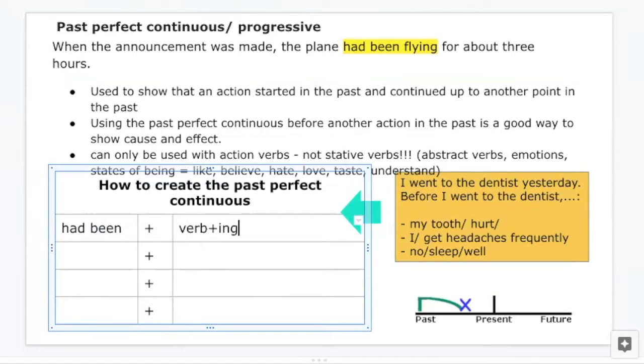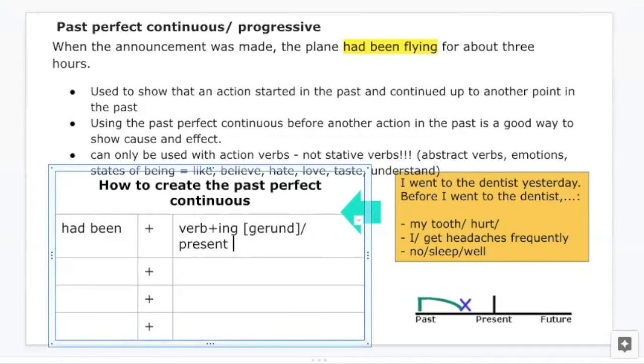This is also known as a gerund. Yes, that's correct. But if you don't want to memorize the grammatical names of things, that's fine. You can just say verb plus ing. Present participle is also correct. Many different names for the same thing.